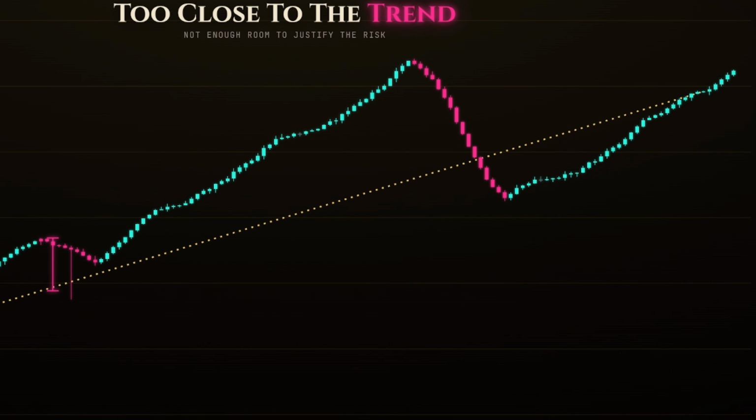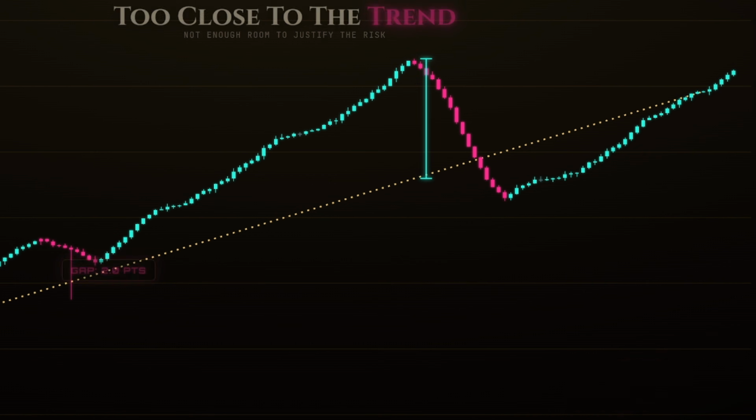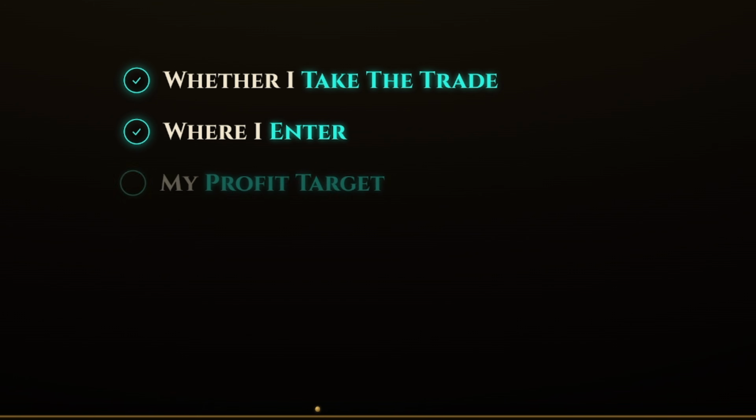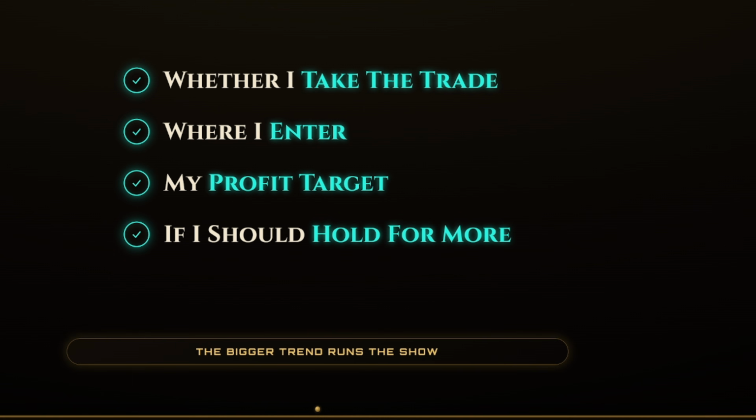So if the price is too close to that larger trend already, there's not enough room in the trade to justify the risk. And I'm not going to take it and just hope that it rolls in my favor. I need enough distance from that trend to actually have it make sense from an RR perspective. And once in a while, if price keeps going and the trend actually flips, I'll hold on to a piece of that trade instead of closing it all down. And that'll make more sense by the end of the video. So even on a counter trend scalp, the bigger trend is still running the show. It decides whether I even take the trade, where I enter, my profit targets, and whether or not I hold for more. So now how do I actually spot these?